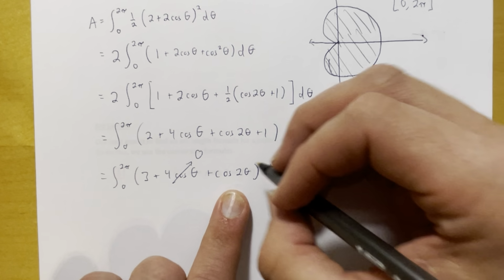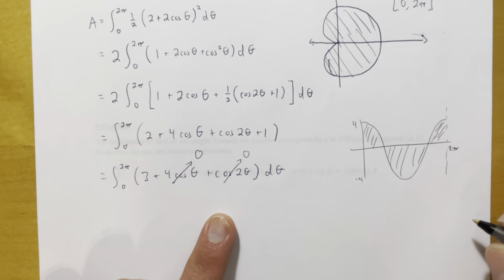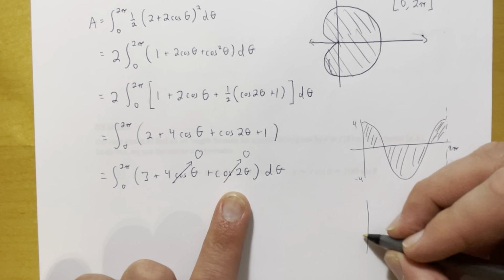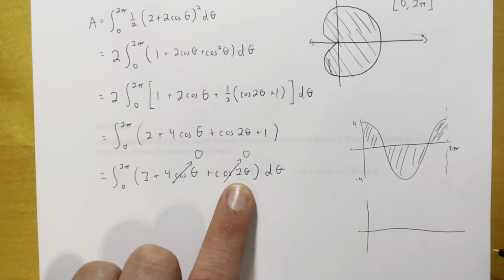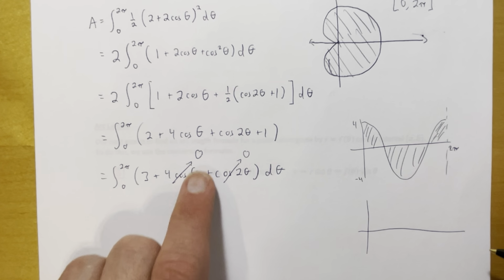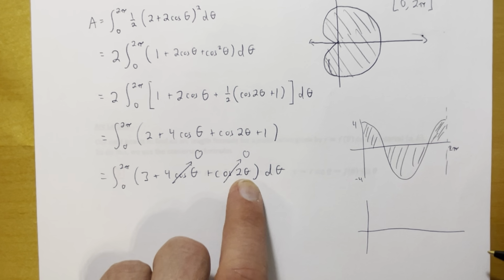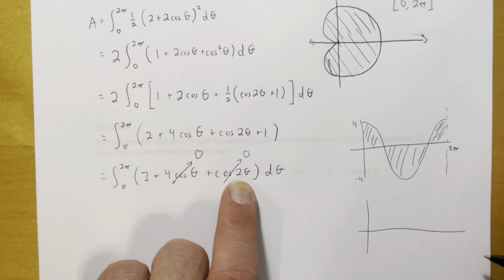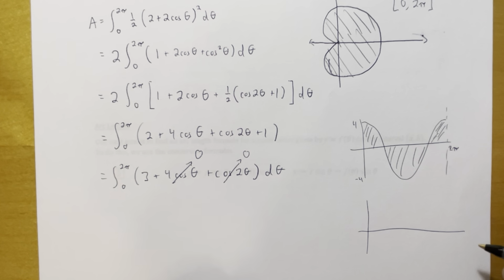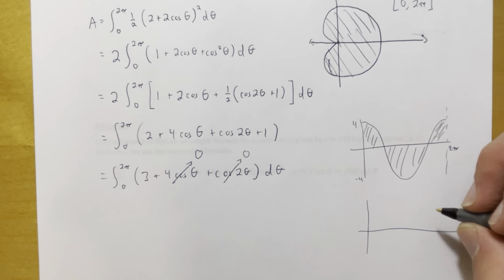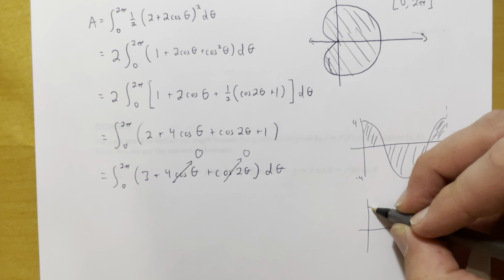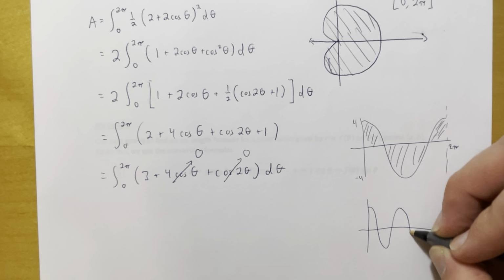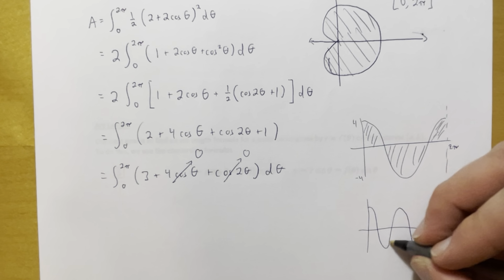It turns out that this one is also going to go to 0. Now the reason for that is because the period of this function is just pi. The period of the cosine function is 2 pi, but then if I multiply this theta here by a 2, I would do 2 pi divided by that 2 to give me the new period. So this one, if I'm going from 0 to 2 pi, is going to look like this. It completes 2 cycles.